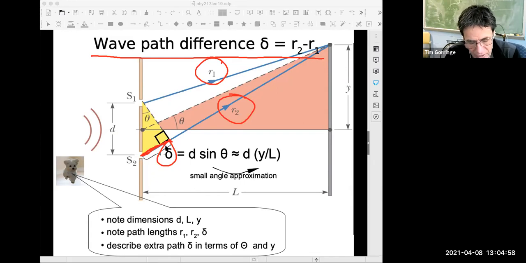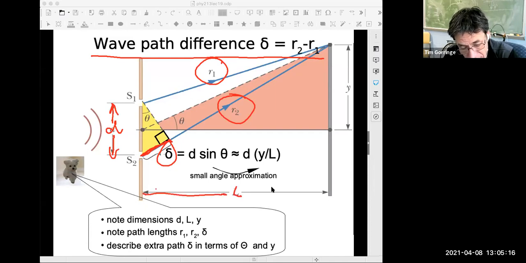And you can imagine this distance here, and how many wavelengths it is, is related to the separation of the slits. That's this distance d. And the distance to the screen, that's this distance L.